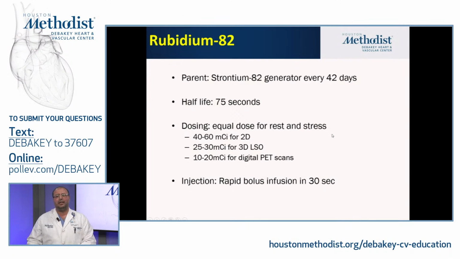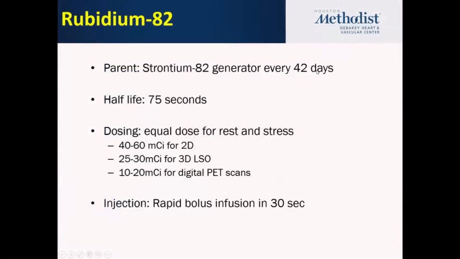Now we're going to cover rubidium, what we use right now in our lab. Rubidium comes from a strontium-82 generator, and we get it every 5 to 6 weeks. It's approved up to 7 weeks. And it has a 75-second half-life, so the generator has to be next to the machine.